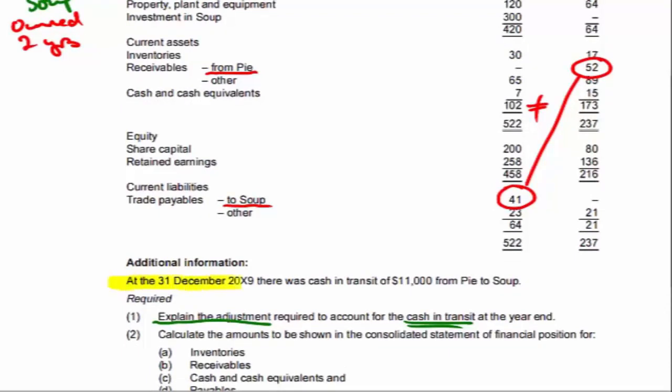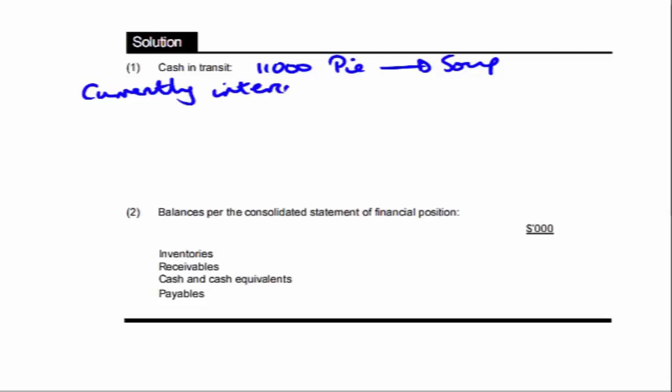So at the 31st December X9 there was some cash in transit, 11,000 going from Pi to Soup. With the cash in transit then, so it's 11,000 and it's going out of Pi and into Soup. So in transit over the end of the year, and if we just explain the accounting adjustment we would need to put through. So currently, as we've just seen on the face of the SOFP, the intercompany receivable and payable do not agree.